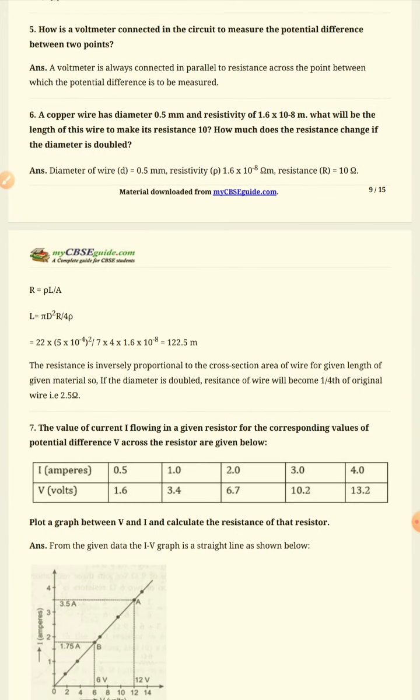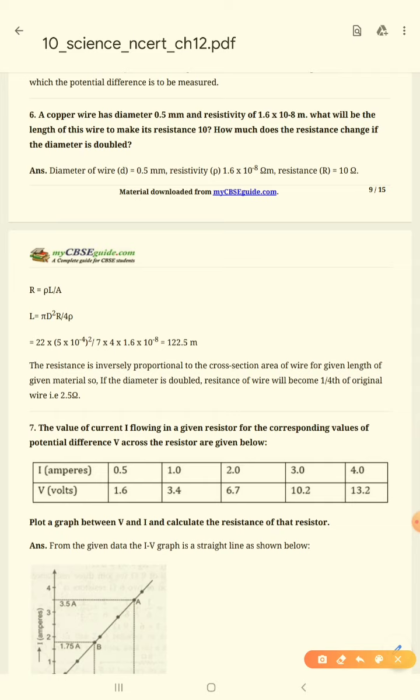Okay, now the sixth question is this: a copper wire has diameter 0.5 mm and resistivity 1.6 into 10 to the power minus 8 ohm meter. Look here, it should be 1.6 into 10 to the power minus 8 ohm meter. Remember this, don't write anything blindly. In this question we have a copper wire, its diameter is 0.5 millimeter, and resistivity should be 1.6 into 10 to the power minus 8 ohm meter, so correct it.